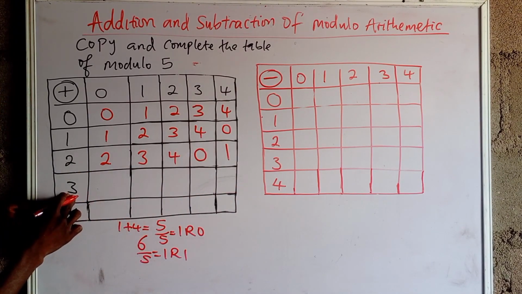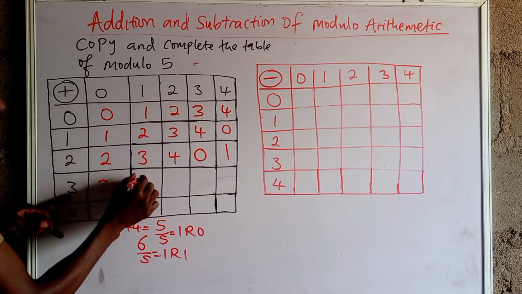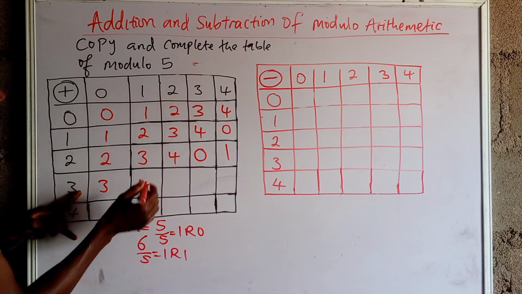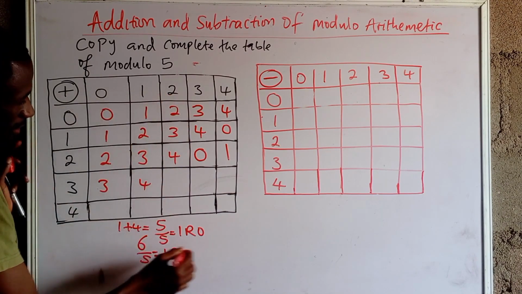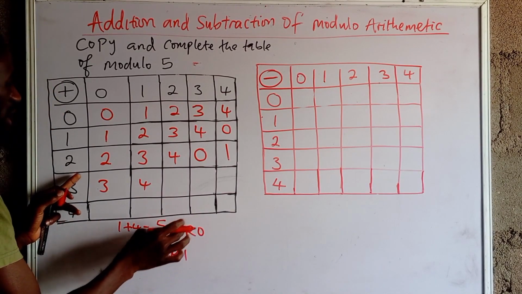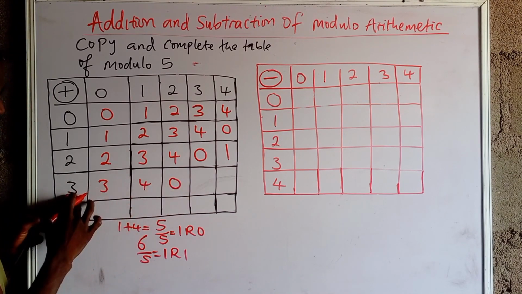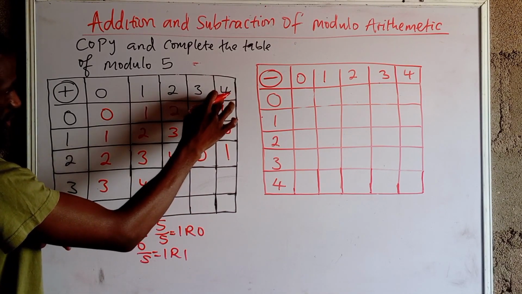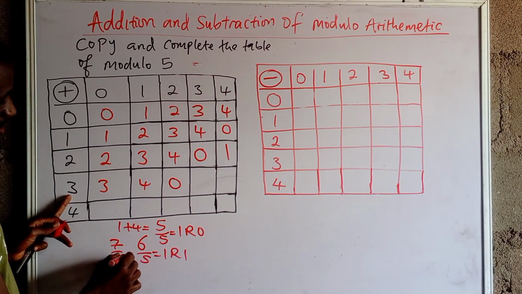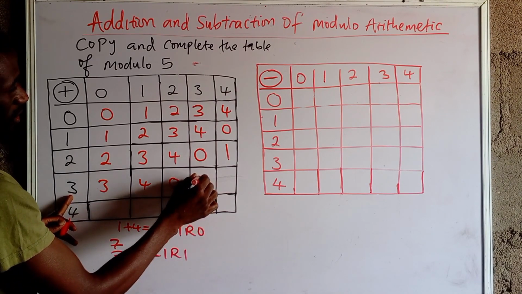Then the next number is 3. 3 plus 0 is 3, 3 plus 1 is 4, 3 plus 2 is 5. 5 divided by 5 is 1 remainder 0. Then 3 plus 4 is 7. 7 divided by 5 is equal to 1 remainder 2. Here is 2.